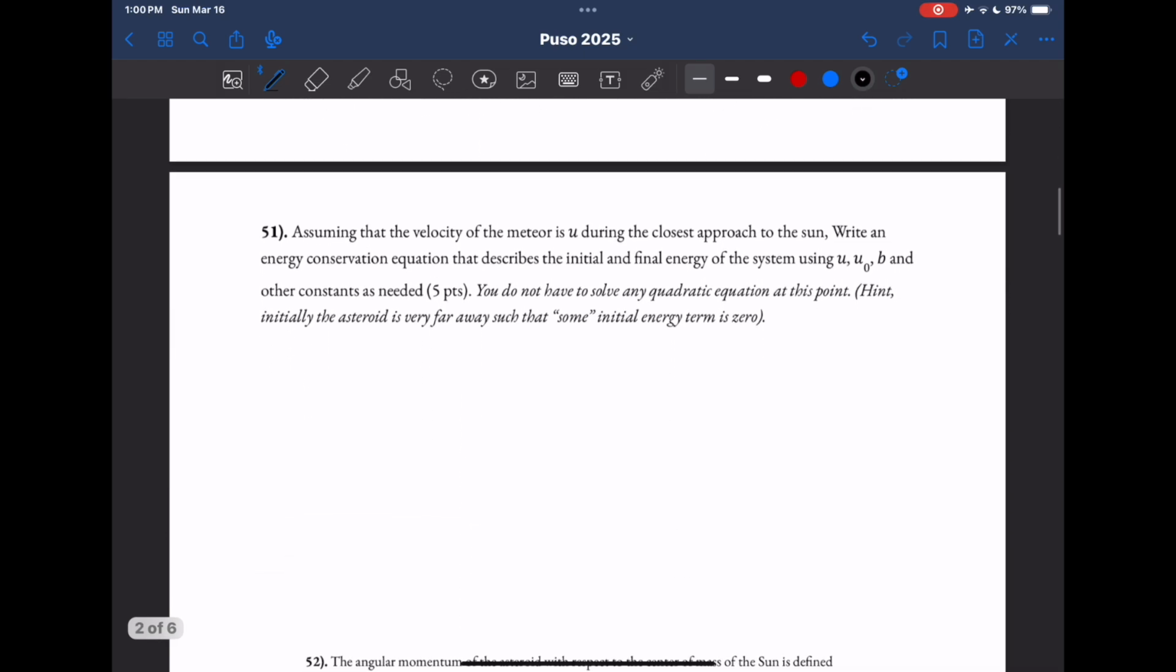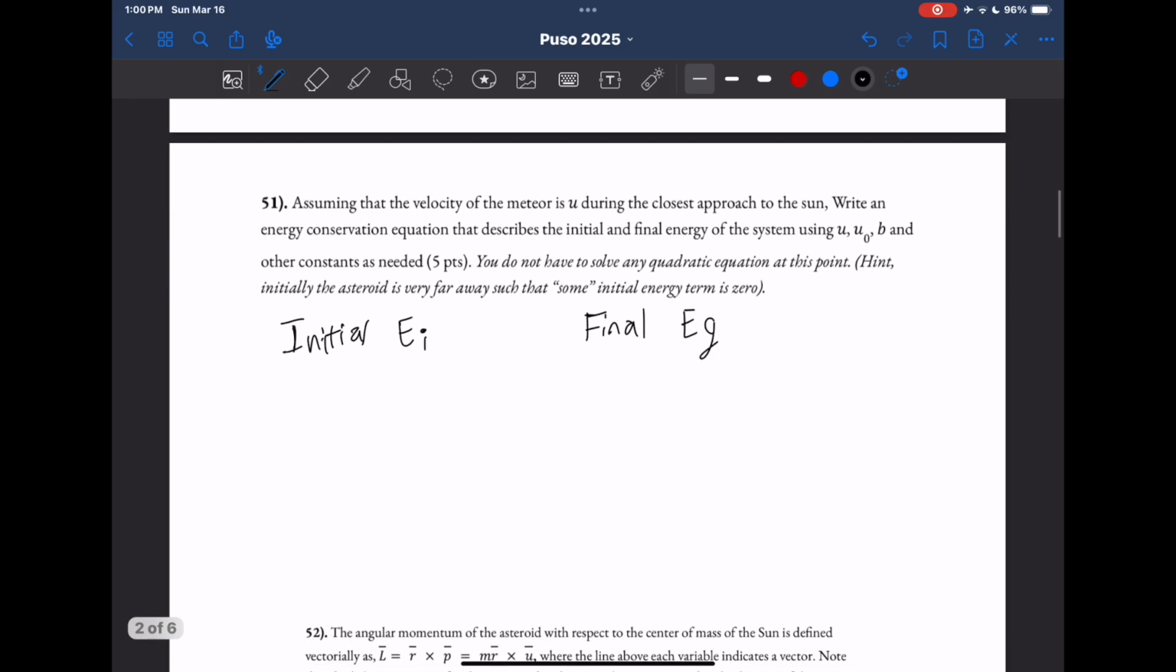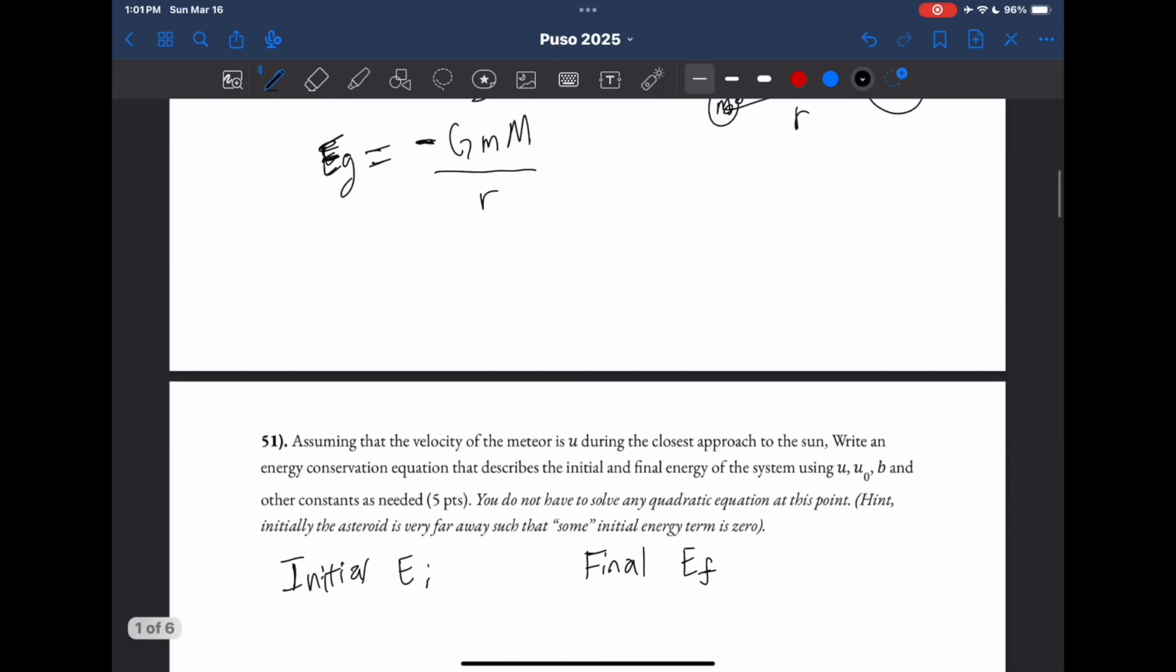Pretty straightforward. Okay, so this question says, assume the velocity of the meteor, or asteroid I suppose, is u during the closest approach to the sun. Write an energy conservation equation that describes the initial and final energy of the system using these variables. So it's an energy conservation equation, so we want to talk about initial energy and final energy, right? Maybe we can say EG and EI for the initial and final energy. I guess that's kind of a bad idea because we had EI and EF. Okay, that'll be better because we wrote EG up here.